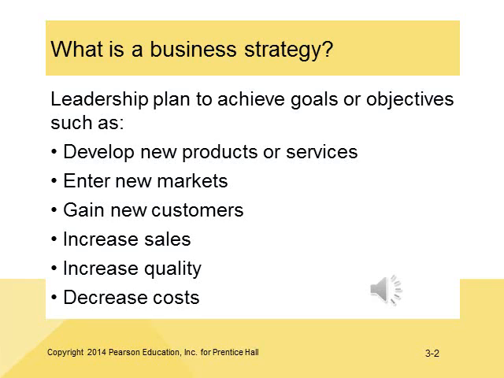At this point in your LCSC coursework, you should have a great idea of what a business strategy is, but let's just review it. The strategy are the plans that help the business achieve its goals or objectives to do certain things like develop new products, enter new markets, gain new customers, increase sales, and so on. And, of course, MIS is going to play an important part in helping the company achieve its strategy.